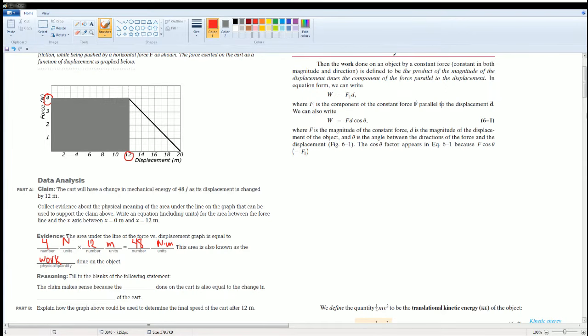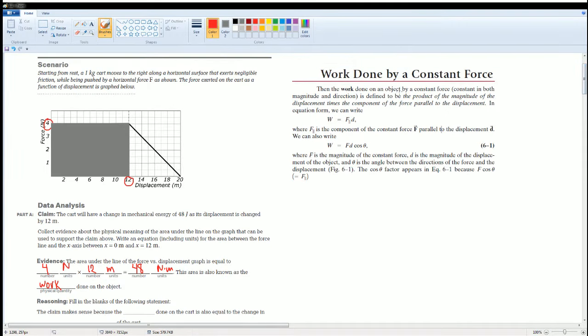Work is defined as an object being moved by a constant force over a distance. The work is equal to F, with subscript parallel, times the distance. So it is the force parallel to the distance. Sometimes you might see it as F d cosine theta, because that is the part that is parallel to the surface.